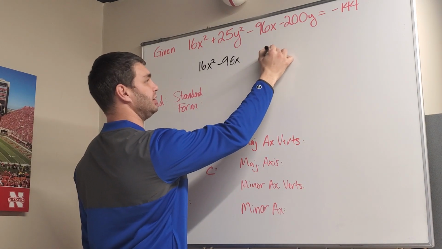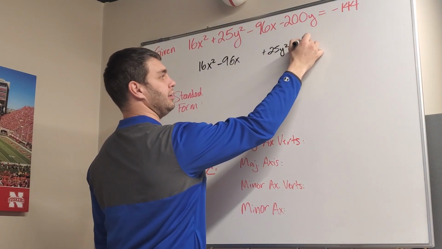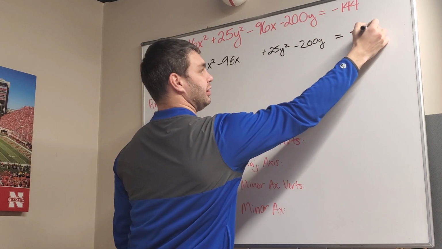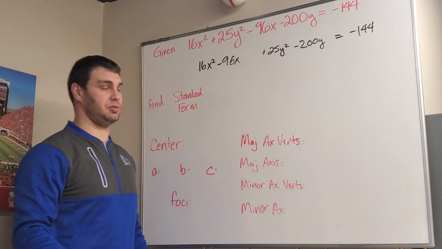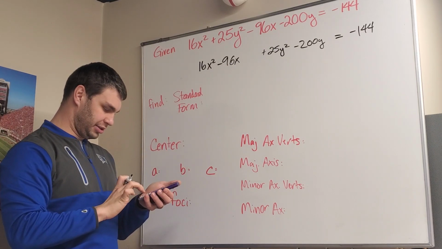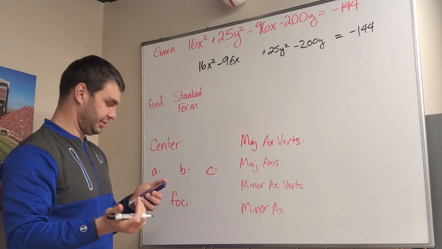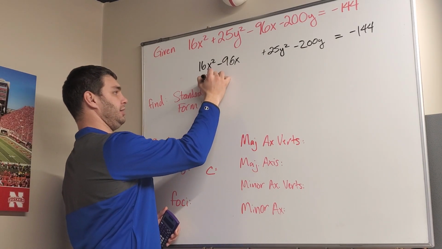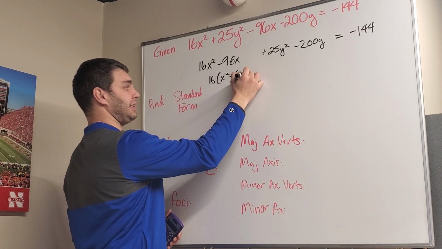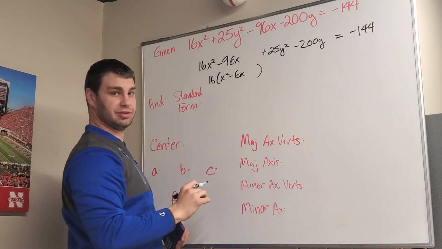So we have plus 25y squared, that'd be the next value. Then my y term, minus 200y, equals negative 144. Okay, so we got our x's and y's together. Now, like I said before, I think 16 goes into 96. Let's double check that. 96 divided by 16, yes, is 6. So I can take out a 16, and that's going to leave me with x squared minus 6x. Again, I'm going to leave a space there because eventually I'm going to complete the square.